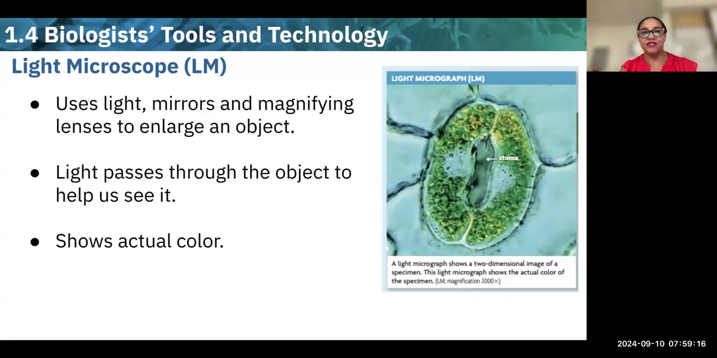A light microscope uses light, mirrors, and magnifying lenses to enlarge an object. Light passes through the object to help us see it. So you can see on the right, that is a structure of a plant cell called a chloroplast. With a stoma in the middle, the light is actually passing through the bottom of that object to illuminate it and enlarge it for us to see. And it will show actual color. We're actually looking at the object.